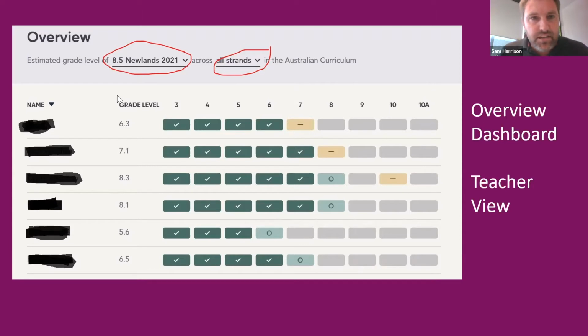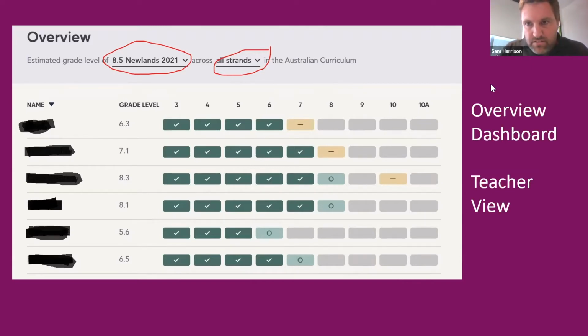So up the top there, you can see you can filter that by class, or you can filter it by strand. There's 3 different strands: number and algebra, geometry and measurement is the second one, and stats and probability is the last one. So if you want to drill down a little bit further, you can filter by strand.